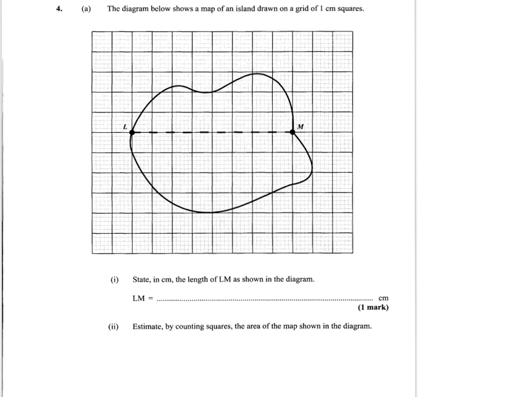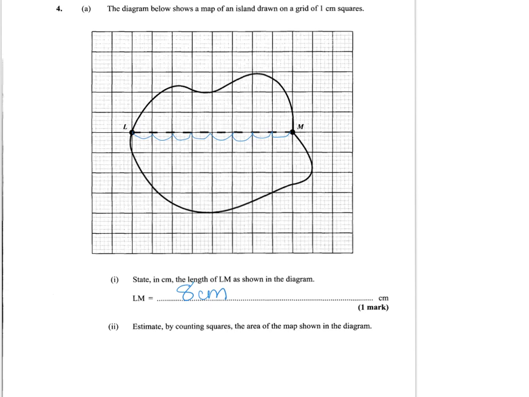January 2016, number 4. Part A gives us a map of an island, drawn on a 1 centimeter grid. They ask us to state in centimeters the length of LM as shown in the diagram. As we go from L to M, we just count 1, 2, 3, 4, 5, 6, 7, 8. We get that it is 8 centimeters.